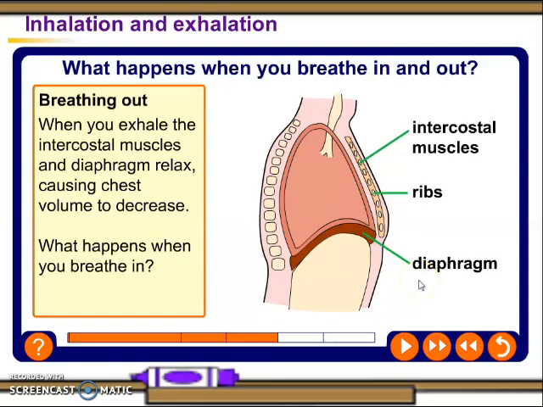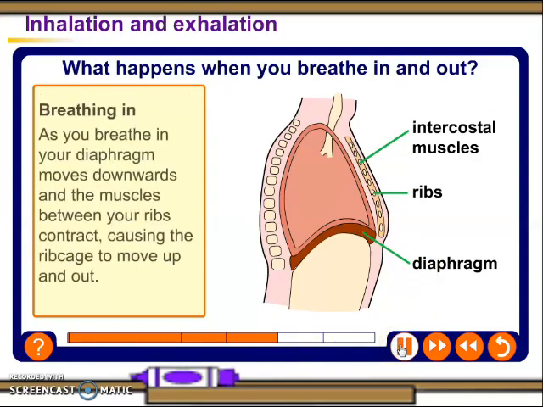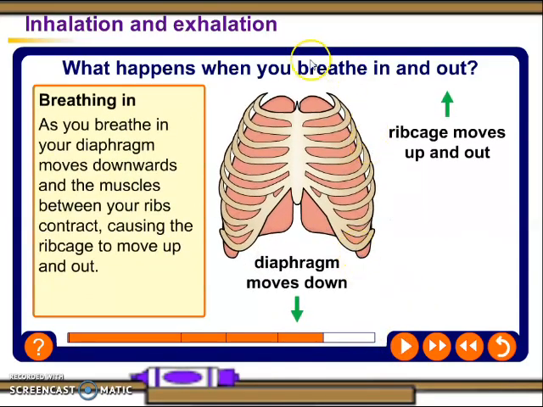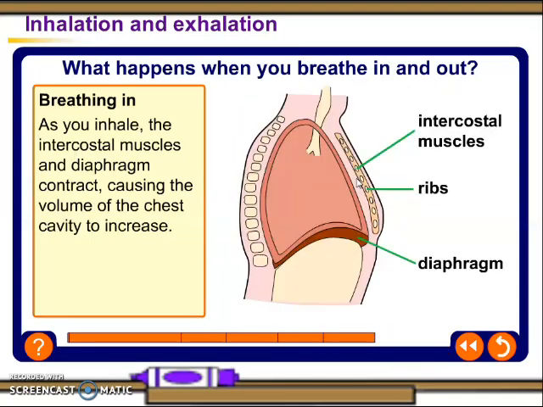And what happens when you breathe in? As you breathe in, your diaphragm moves downward and the muscles between your ribs contract, causing the ribcage to move up and out. As you inhale, the intercostal muscles and diaphragm contract, causing the volume of the chest cavity to increase.